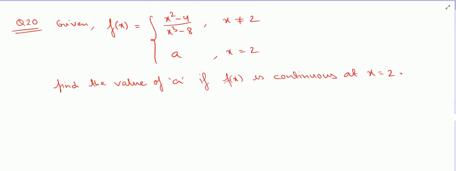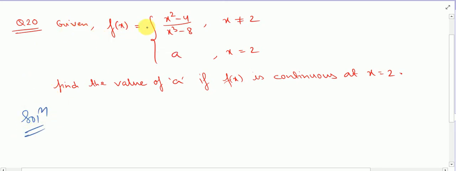Now let us see question number 20. Here question number 20 is given, this is the function. If x is not equal to 2, then the function is defined like this, and if it is equal to 2, then the function is defined as a. Now they want you to find the value of a. Getting it? They are asking, if this function is continuous at x equal to 2, then what should be the value for a. So let's see.